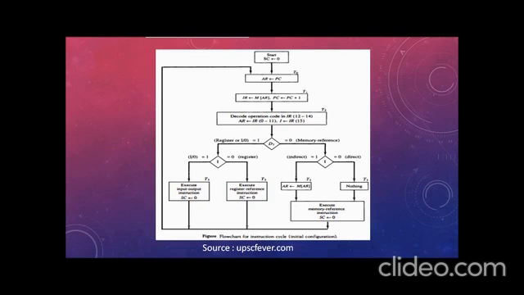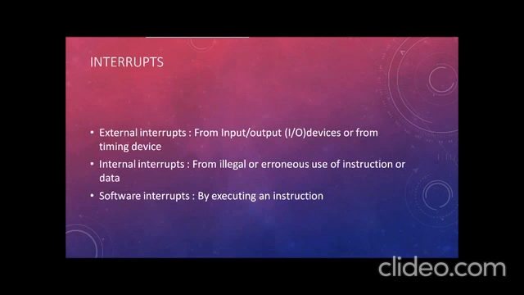Next topic is interrupts. There are 3 types of interrupts: external interrupts, internal interrupts, and software interrupts. External interrupts are from input-output devices or from a timing device. Internal interrupts are from illegal or erroneous use of instruction or data. Software interrupts are caused by executing an instruction.